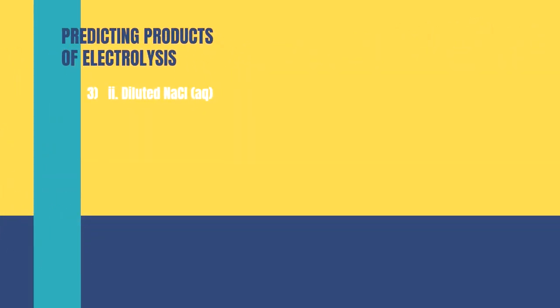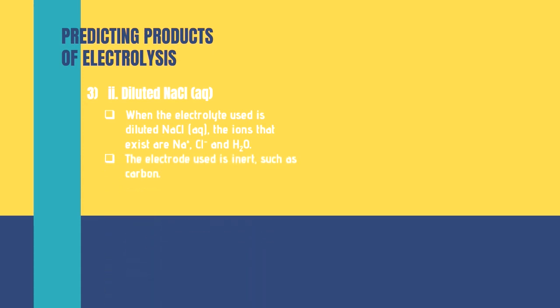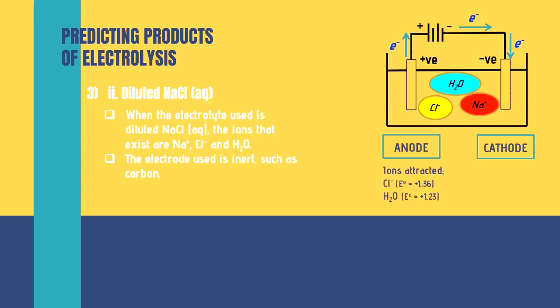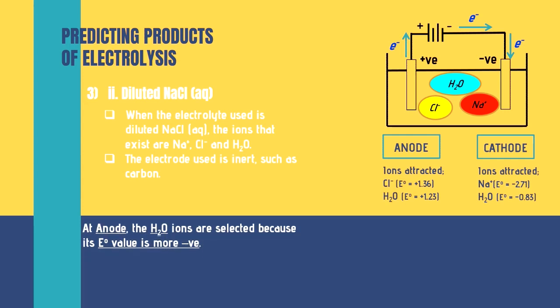Next, predicting the products of electrolysis when the electrolyte used is diluted NaCl. The ions that exist are Na+, Cl-, and H2O, while the electrode used is inert, such as carbon. The setup of the electrolytic cell is as shown. The same species will be attracted to the anode and cathode, just like in the case of concentrated NaCl. The only difference is, because this is diluted NaCl, at the anode, only H2O is selected to be discharged, because its SRP value is more negative.